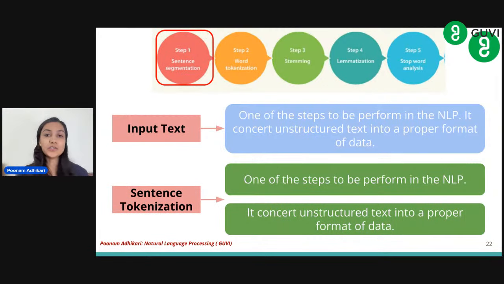In sentence segmentation, let's suppose I'm given a text that comprises two statements or two sentences. That is one of the steps to be performed in the NLP. It converts unstructured text into a proper format of the data. These are the two sentences that I have in the input text. The very first step, sentence segmentation, is going to say, can you separate both the sentences? One of the steps to be performed in the NLP becomes one document. Second document: it converts unstructured text into a proper format of the data.